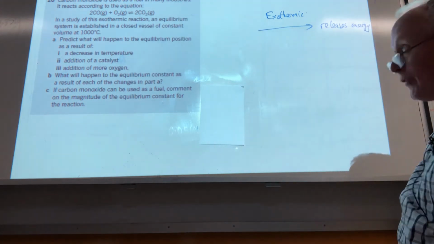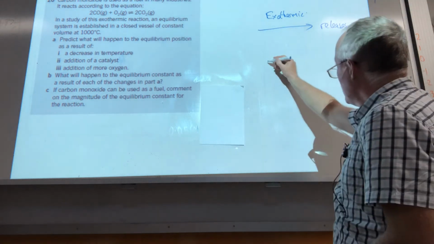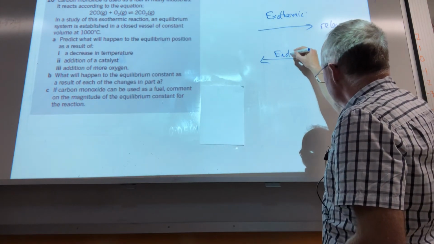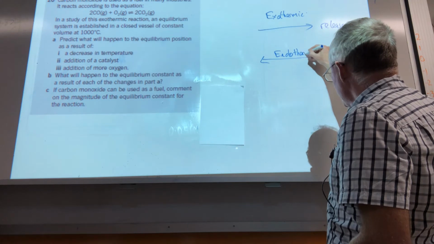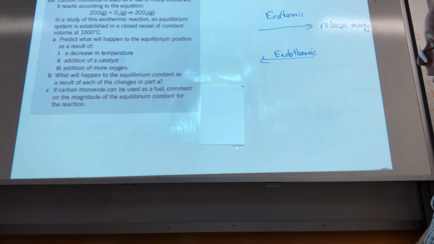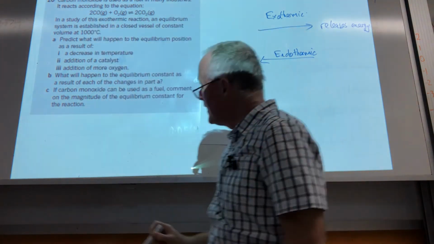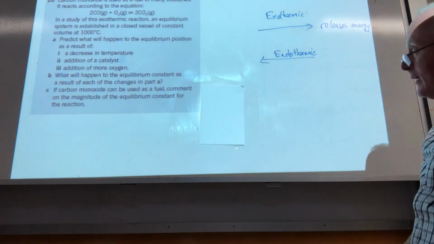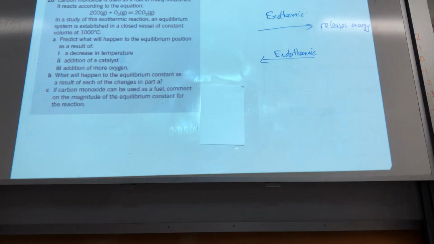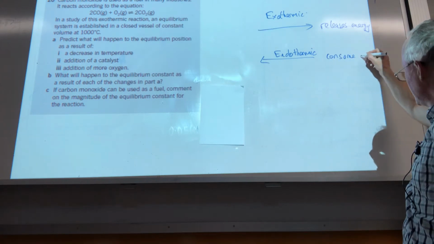Now, with any reversible reaction, if the forward reaction is exothermic, then the reverse reaction is always endothermic. So we can turn an exothermic reaction into an endothermic reaction simply by sending it the other way. In this case, if we were turning carbon dioxide back into carbon monoxide, it would be an endothermic reaction. What we're talking about here is the forward reaction, so we describe it as being exothermic. Endothermic reactions, of course, consume energy.